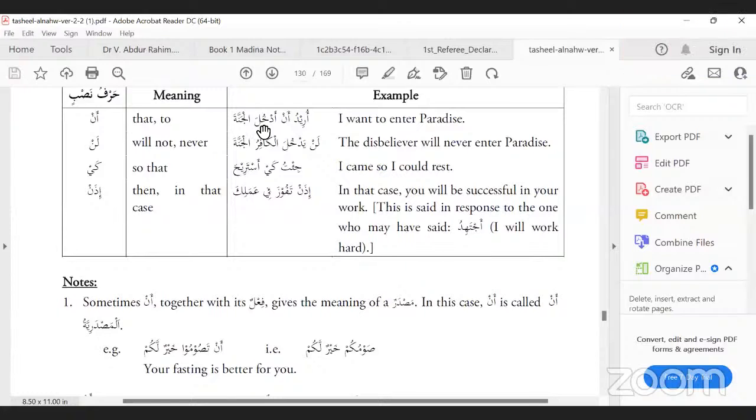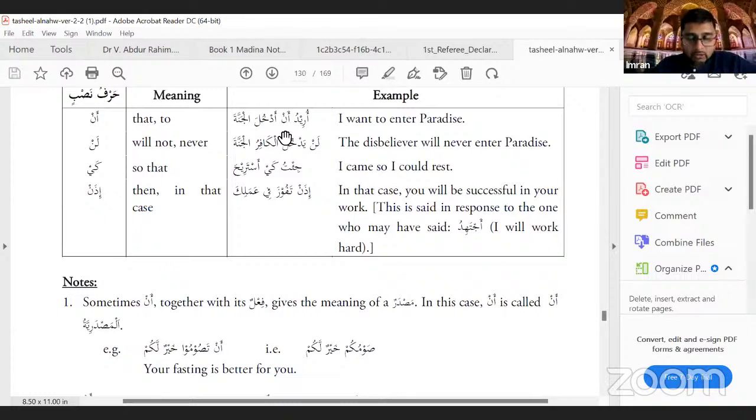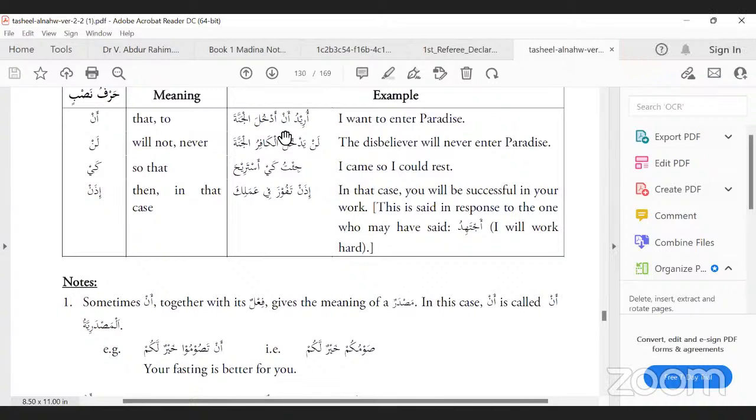Oh, so it helps to join two verbs. Yes, it allows you to join two verbs, and it gives the meaning of the root word: to eat, to enter, to walk. And Sheikh, the same rule applies, it becomes mansub, the verb after the an.